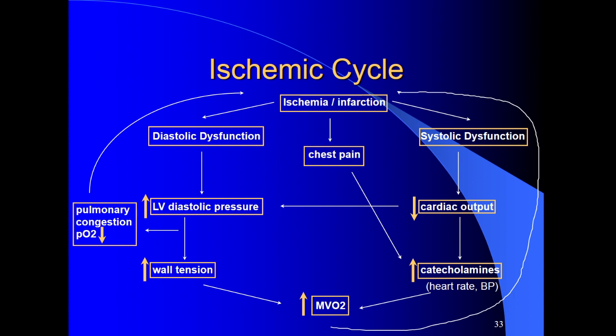Here is the ischemic cycle. Ischemia, infarction give chest pain, give diastolic dysfunction and systolic dysfunction. All these give diastolic pressure, pulmonary congestion of PO2, wall tension, and cardiac output, catecholamines increasing, and MV oxygen increasing too.